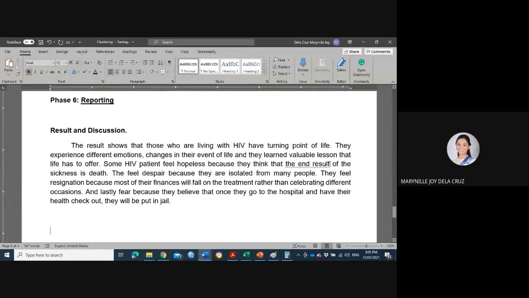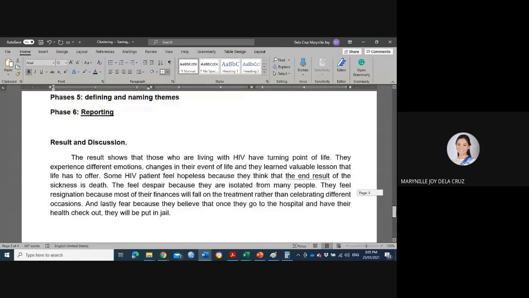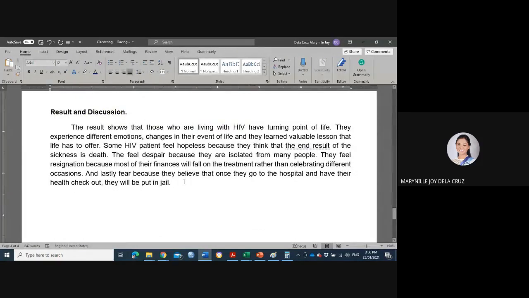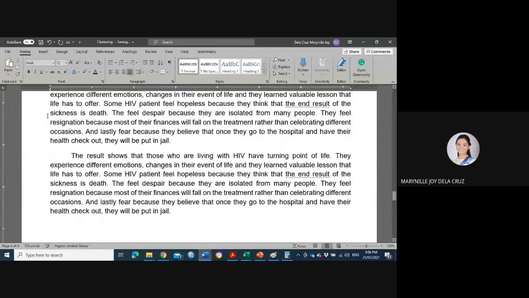That is only the first paragraph. So you're going to continue with the second paragraph for this one, the color blue, and the third paragraph for this one. Same thing with your case. Now that is how to write the result and discussion. Once you have already written all the result and discussion, that's it.